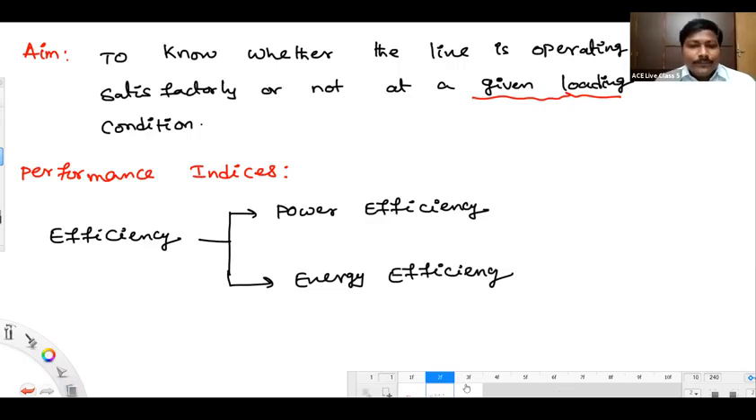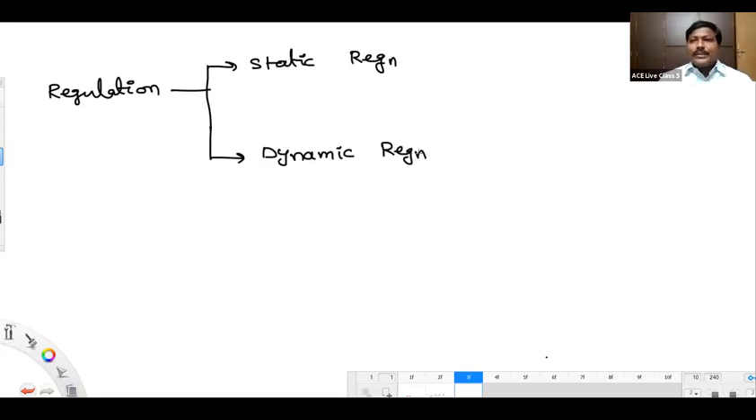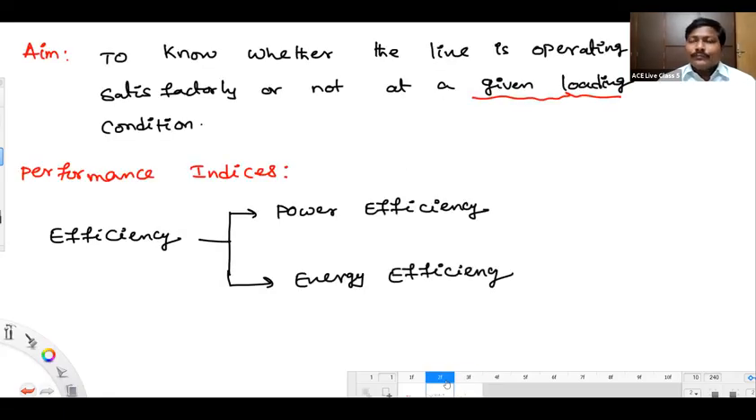The next one, regulation. We have two. One is static regulation. Next one is dynamic regulation. Two types we have here: one is static regulation, and the next one is dynamic regulation.